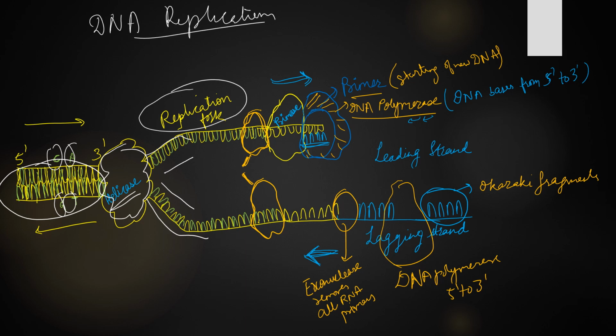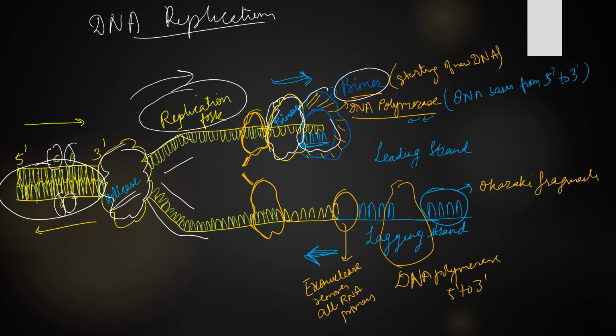Now, each of these separated strands provides a template for creating a new strand of DNA. This is running from the 5' end towards the 3' end, and the first function is by the enzyme primase. This enzyme primase starts the process. It makes a small piece of RNA called a primer, which is the starting point for the construction of the new strand.